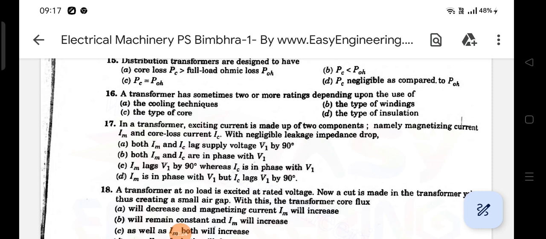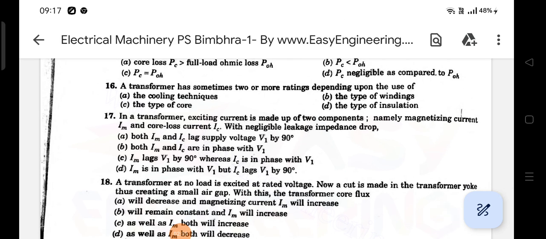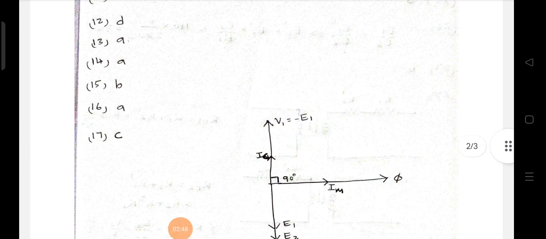Next, in a transformer, exciting current is made up of two components, namely the magnetizing component of current and the core loss current Ic, with negligible leakage impedance drop. That means under no load condition, no load current is divided into the magnetizing component of current and the iron loss or core loss component of current. Now you can observe this is the phasor diagram under no load condition.